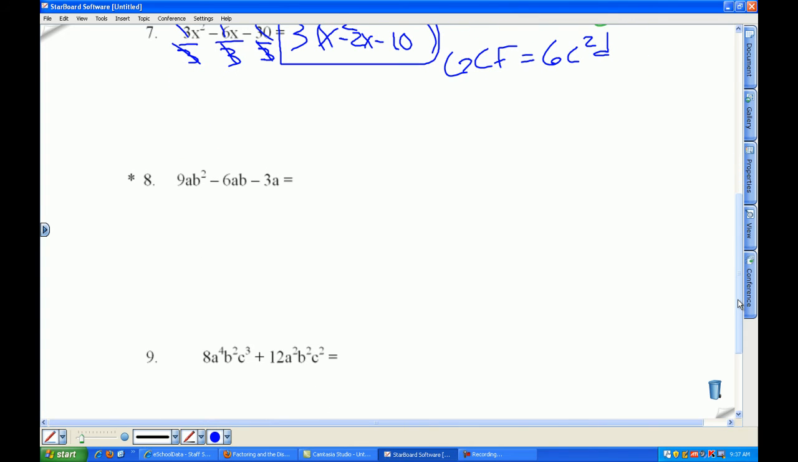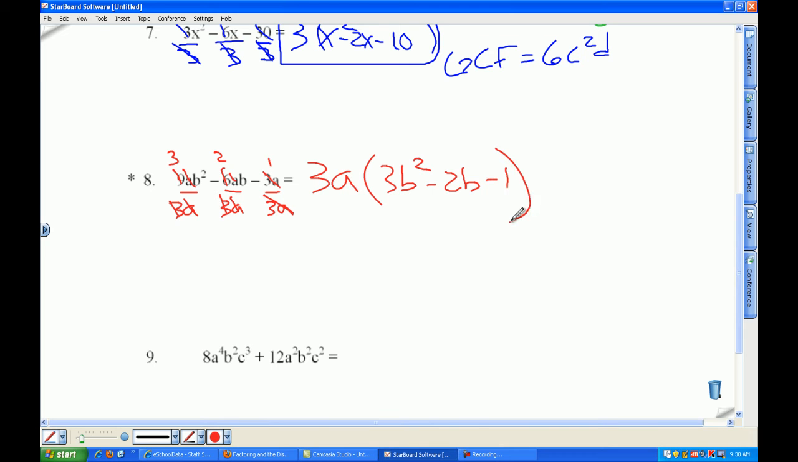Here in example 8. Now you do see, if you take a look here, we do have an A in all 3 terms. Alright. We also have 3. 3 goes into 6, 3 goes into 9. So what we're going to factor out is a 3A. Alright, so we're going to divide all of these by 3A. 3 goes into 9 3 times. Of course your A's are going to cancel out. A divided by A is 1. So we're left with 3B squared. 3 goes into 6 2 times. The A's cancel out. So you have negative 2B. 3A goes into 3A one time, so we're going to have negative 1 on the end.